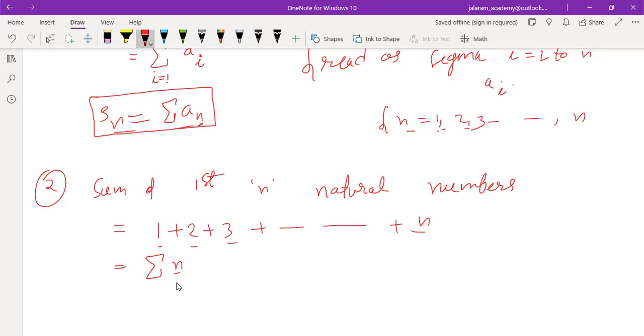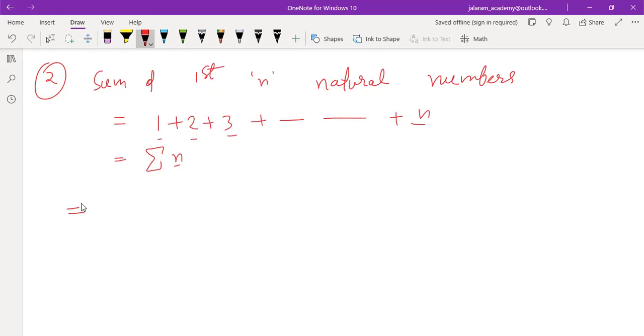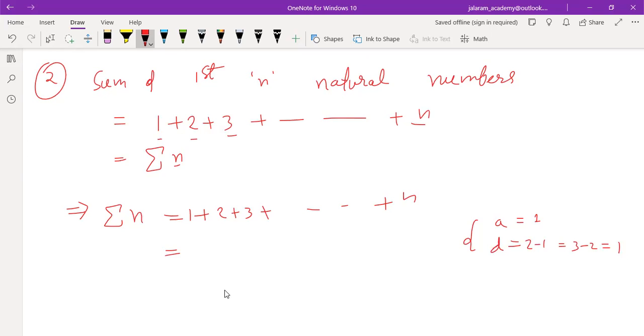Now how to find this sigma n? Remember, sigma n equals, we are writing 1 plus 2 plus 3 and so on up to n. And which type of series is this? You can find a equals 1 and common difference 2 minus 1 equals 3 minus 2 equals 4 minus 3, which is always 1.